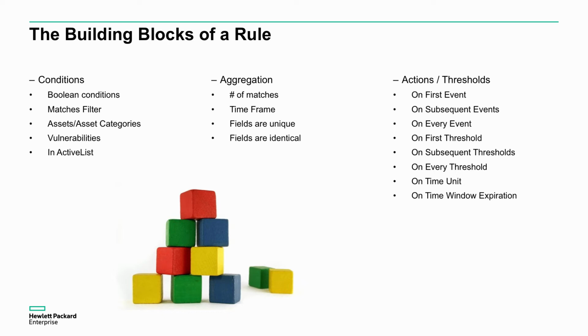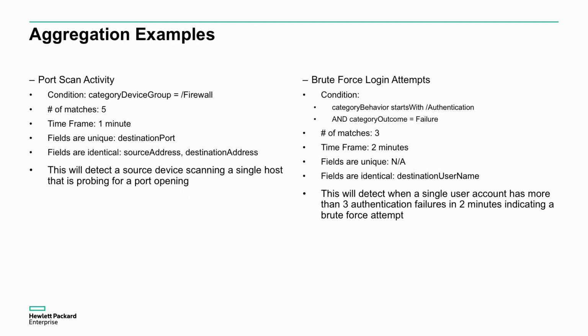Now, we've got multiple thresholds that we can use here, and it's really essential to understand the difference between these. So I'll actually be stepping through those in a minute. So what's the difference between an on first event and an on every event, for example? It should be relatively straightforward for the common ones, but some of the more sophisticated ones I'll actually be stepping through as well. So let's just look at aggregation for a second.